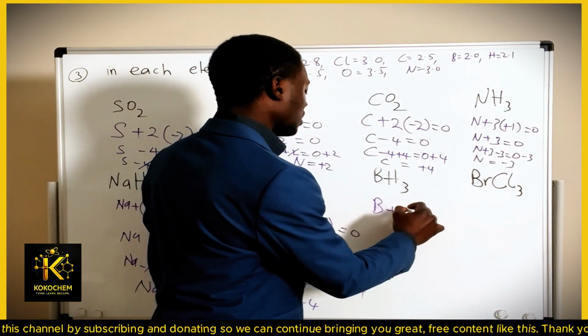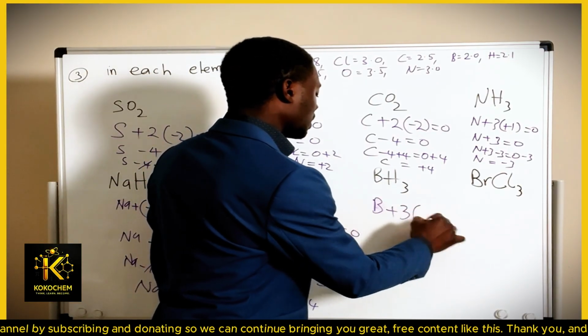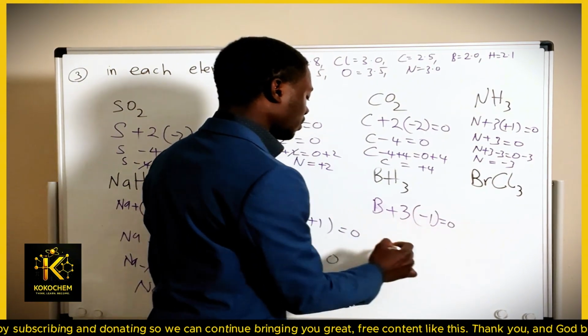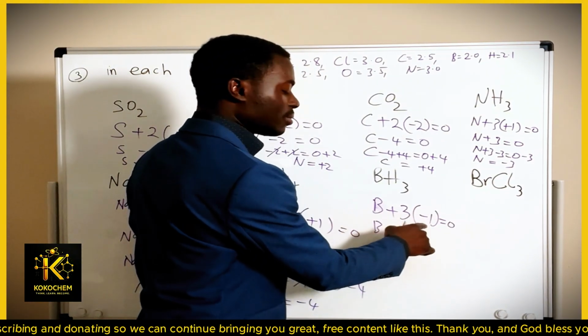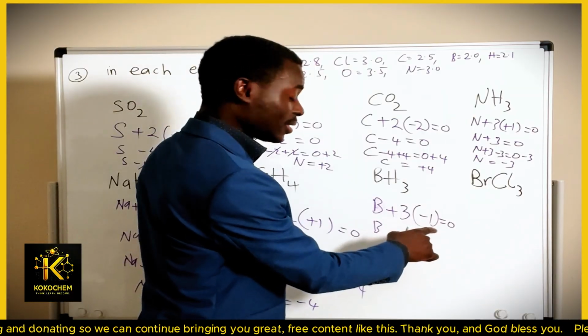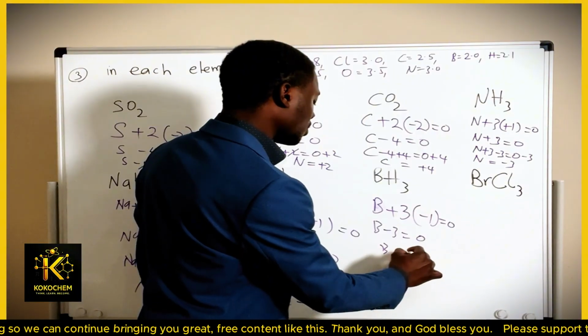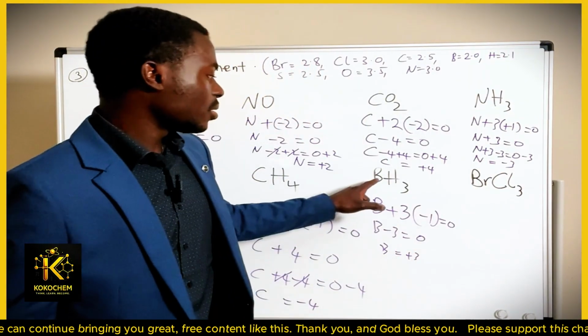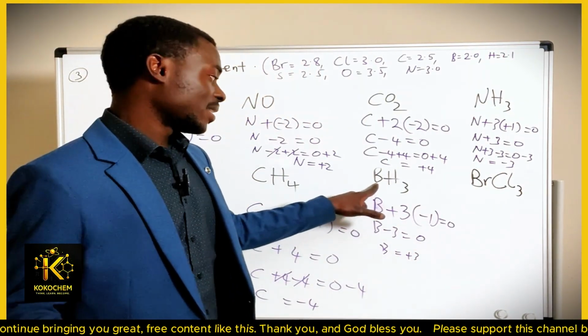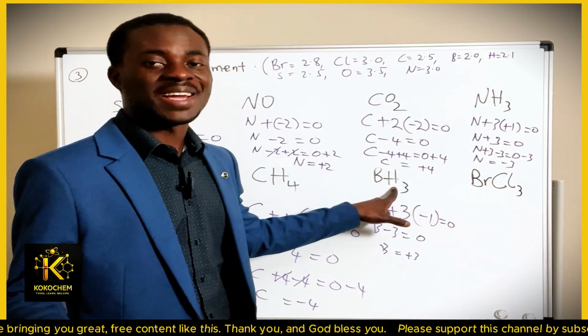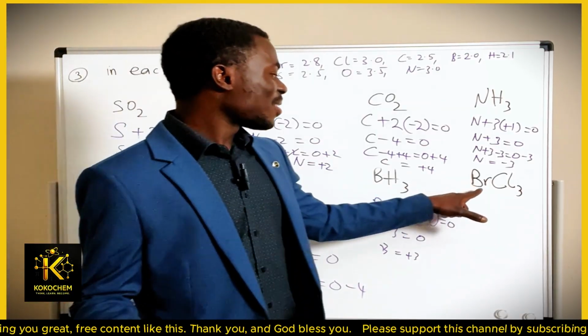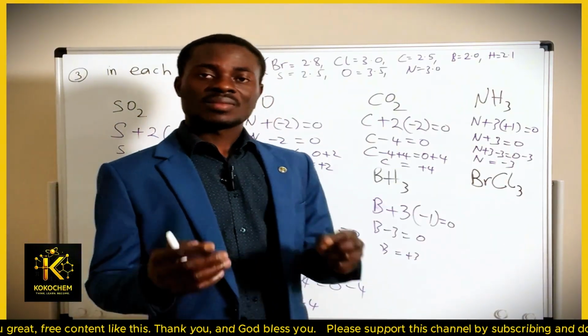Boron plus 3 times -1 equals 0. Boron plus 3 times -1, which is -3, equals 0. So boron is equal to +3. The oxidation state for boron is +3 and hydrogen is -1.